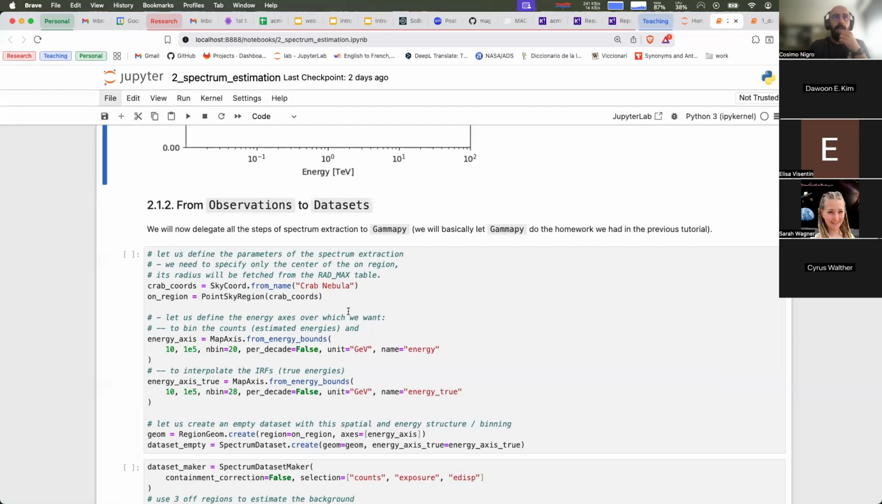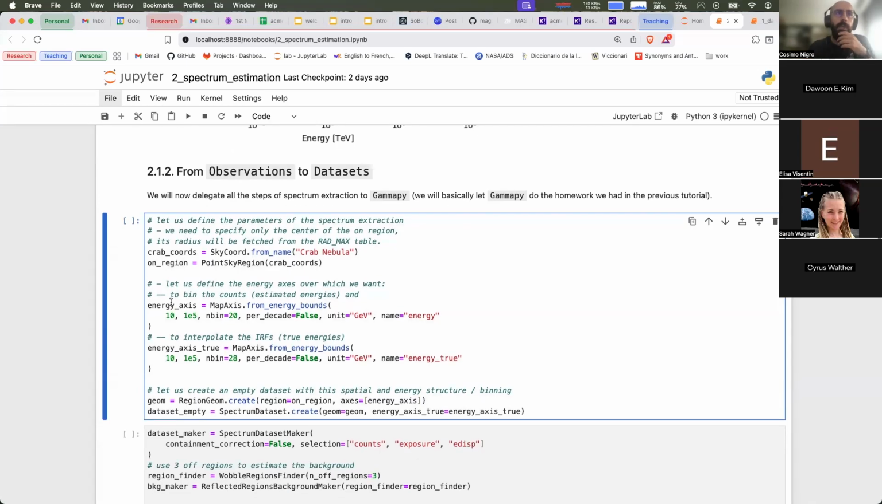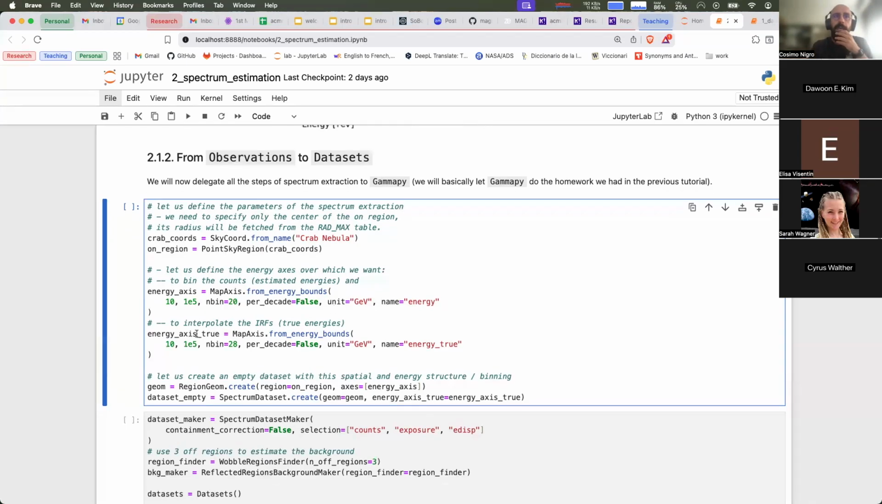So we define the source of interest because we want to extract on and off counts. We define two energy axes: an estimated energy axis to make a histogram of our events, because for the events that we measure in our event list we just know our estimation of the energy; and an axis of true energies, the dependency that we have in the IRF, to interpolate the response of the system.